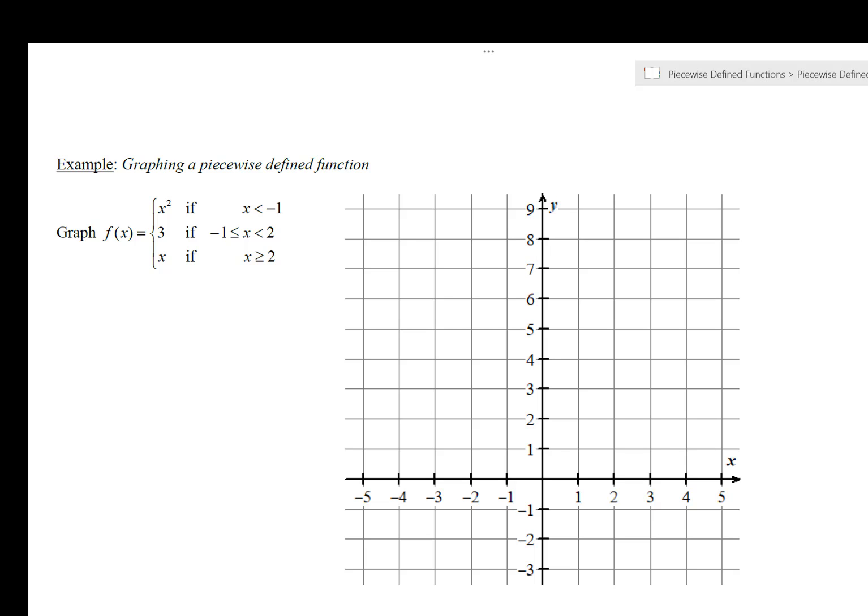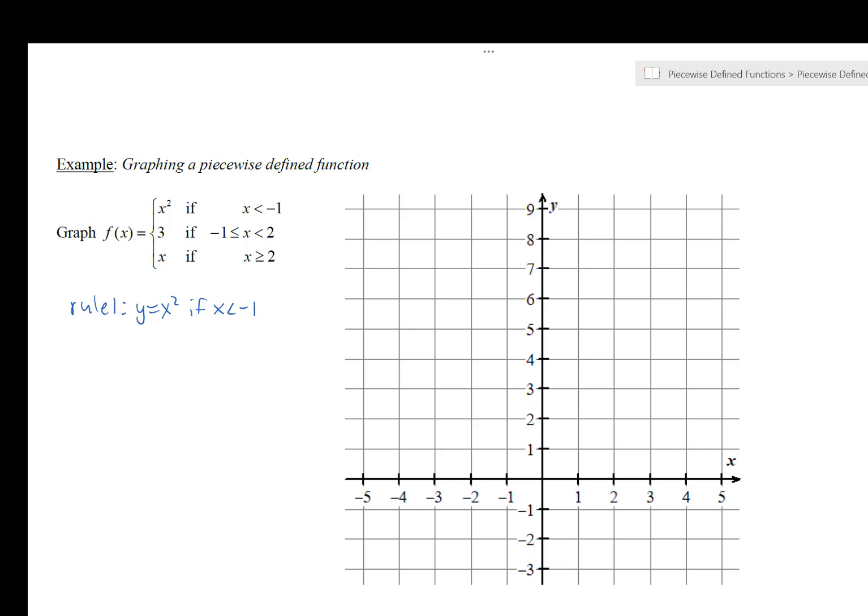Rule 1. Rule 1 is x squared, and that's true only for values of x less than negative 1. So I know what the graph of x squared looks like. It's the square function.